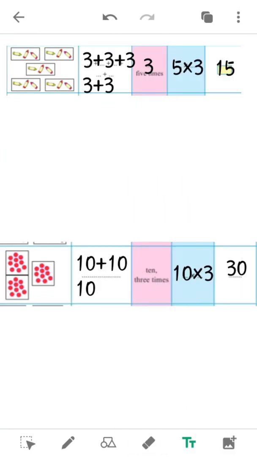Next example is, there are 5 groups of crayon colors. How many groups? 5 groups. And each have how many crayons? Each have 3 crayons. So 3 5 times. Okay. 3 plus 3 plus 3 plus 3 plus 3 means 3 5 times. So 5 multiplied by 3. 5 ones are 5, 5 twos are 10, 5 threes are 15.